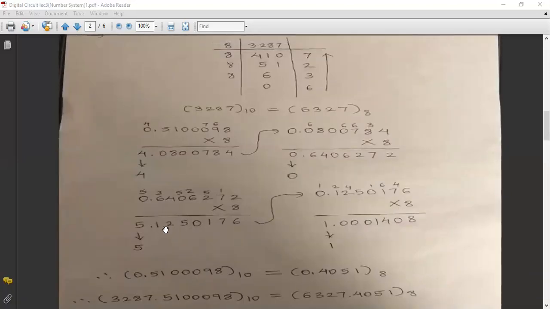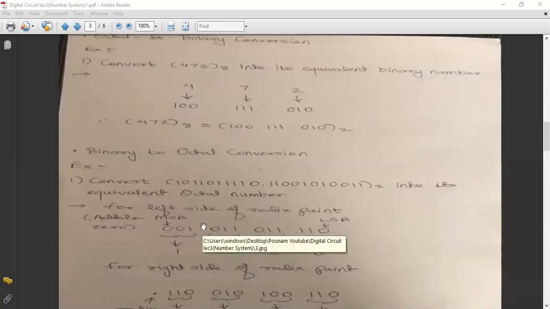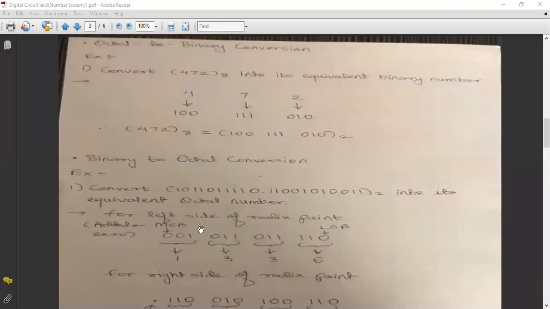Therefore, 3287.510098, the whole number to the base 10, is now converted into 6327.4051 to the base 8. I hope you understood this. Now we are going to proceed further and we are going to see the conversion of octal number into its binary form.